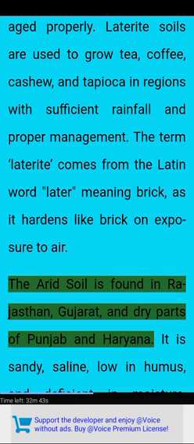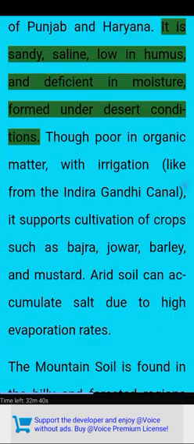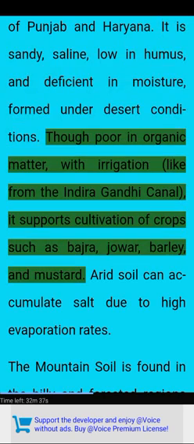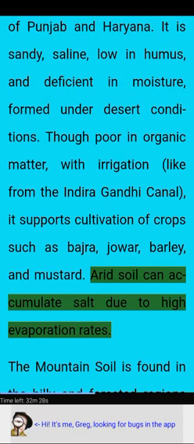The arid soil is found in Rajasthan, Gujarat, and dry parts of Punjab and Haryana. It is sandy, saline, low in humus, and deficient in moisture, formed under desert conditions. Though poor in organic matter, with irrigation like from the Indira Gandhi Canal, it supports cultivation of crops such as bajra, jowar, barley, and mustard. Arid soil can accumulate salt due to high evaporation rates.